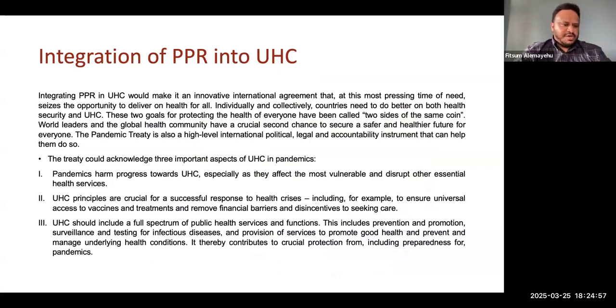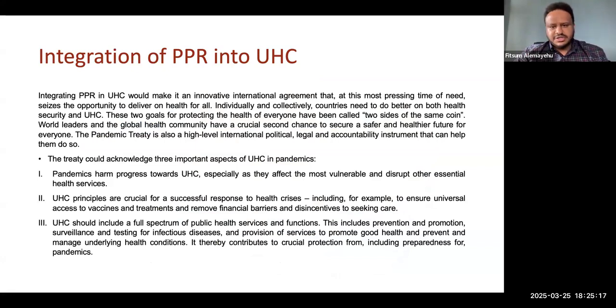So then how can we integrate PPR into UHC? On the UHC cube lens, I've touched on it in a way. So how can we integrate PPR into UHC? It's basically going back to the diagram which I presented earlier, whereby we need a universal approach to each of our programs.